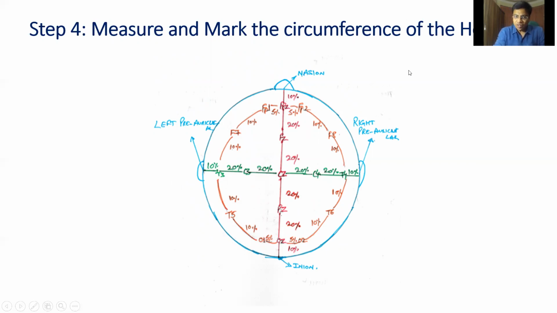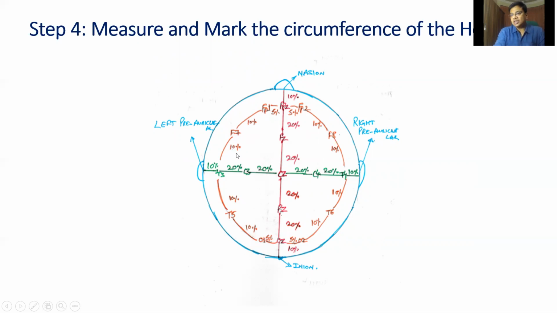Now from FPZ, move backwards 5%, which will be FP1. Again, move backwards towards OZ 10%, which will be F7. Move backward 10% will be F3. Move backward 10% will be T5. Move backward 10% will be O1, and move backward 5% will be OZ.